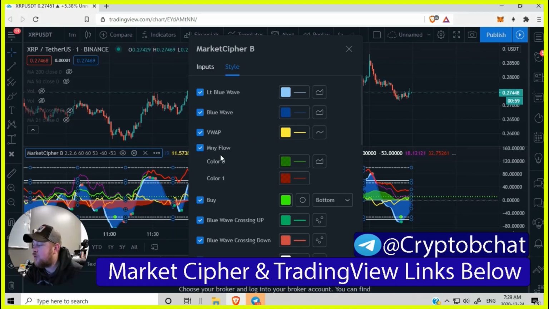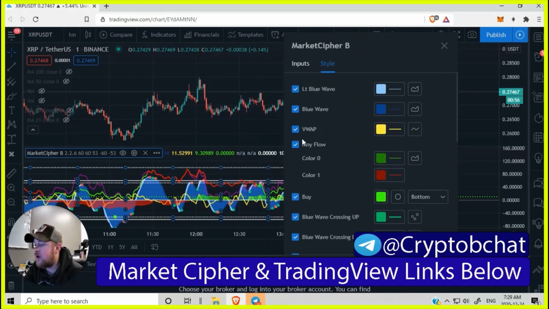The light blue wave, this shows you reversals in the wave patterns. So we want to keep that. That's this light blue wave right here. So when the light blue wave goes away down here, this is going to go up. And when the light blue wave goes away up here, it's going to go down. So we're going to keep that.